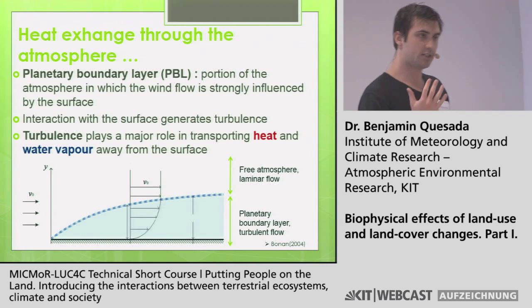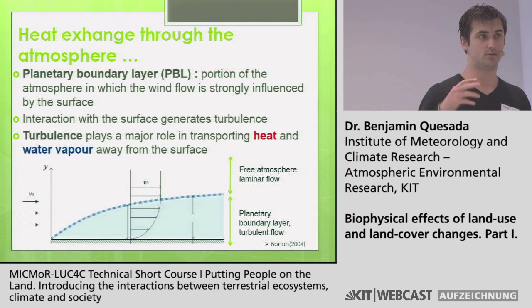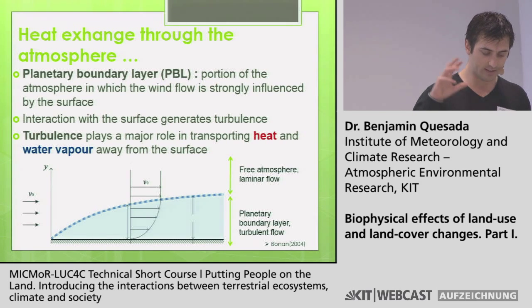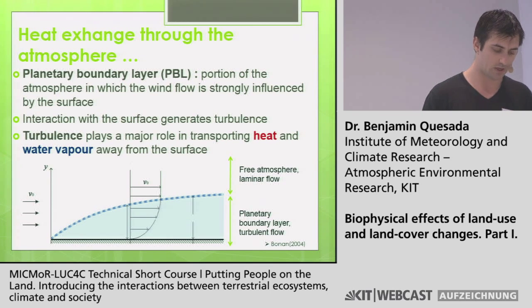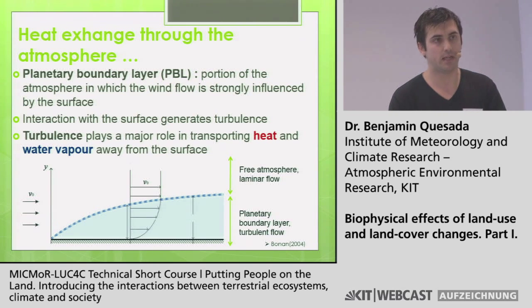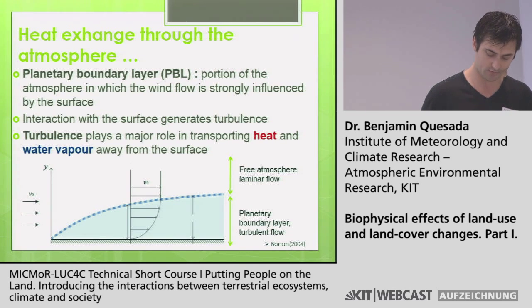So the interaction with the surface generates turbulence, and this turbulence takes place in the planetary boundary layer, which is the portion of the atmosphere in which the wind flow is strongly influenced by the surface. So you can say that just above the planetary boundary layer, the wind flow is no longer influenced by the surface. And this turbulence plays a major role in transporting the heat and the water vapor away from the surface.